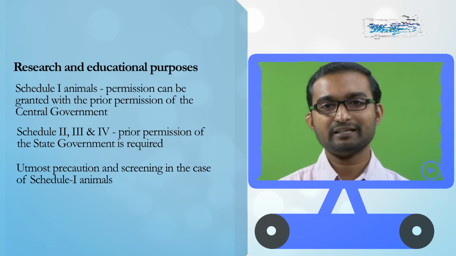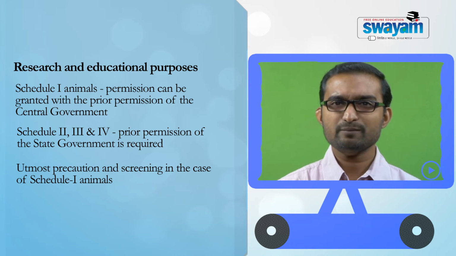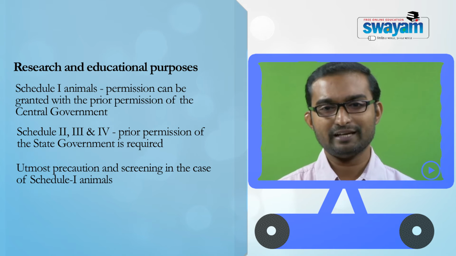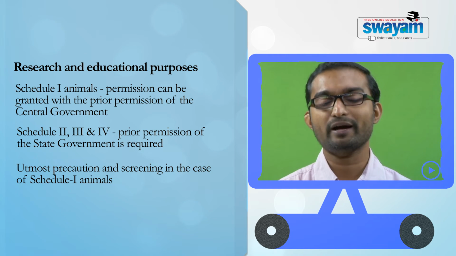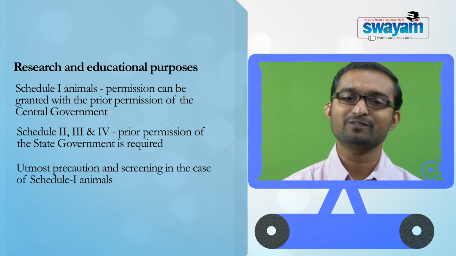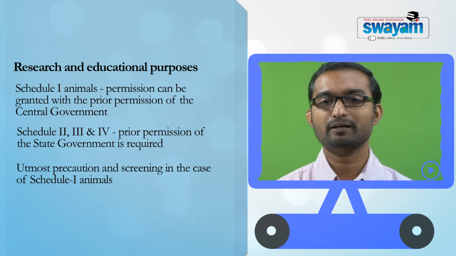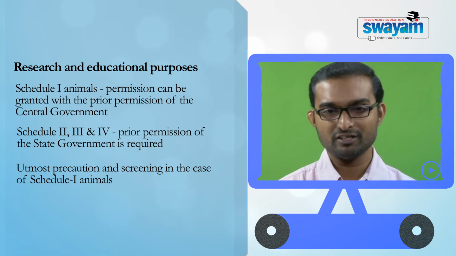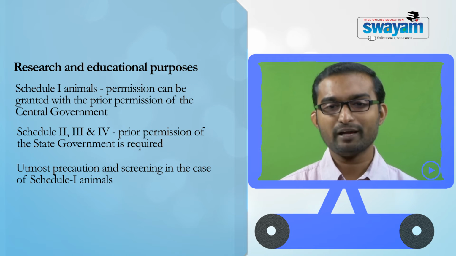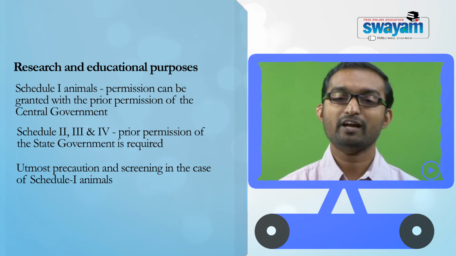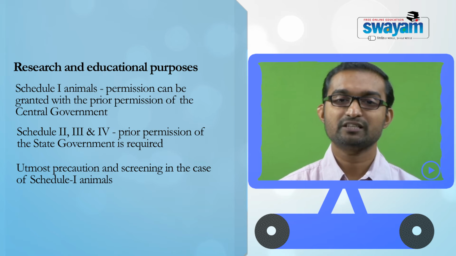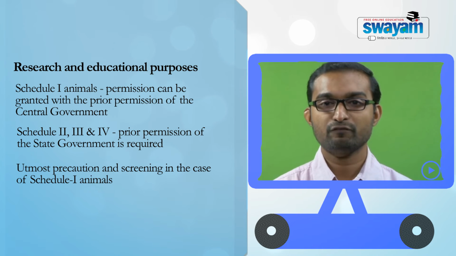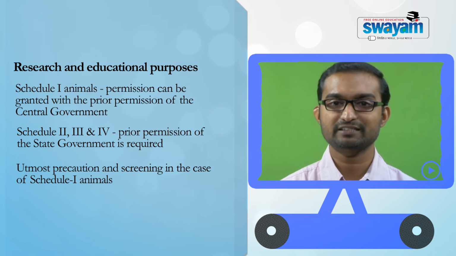Apparently, the Wildlife Protection Act 1972 seems to follow a presumption that the central government is perhaps the best protector of the interest of wildlife when compared to the state government, but there is no empirical evidence to substantiate this. However, this is one way that the Wildlife Protection Act 1972 provides stringent regulation as far as hunting of Schedule 1 animals for research and educational purposes is concerned.